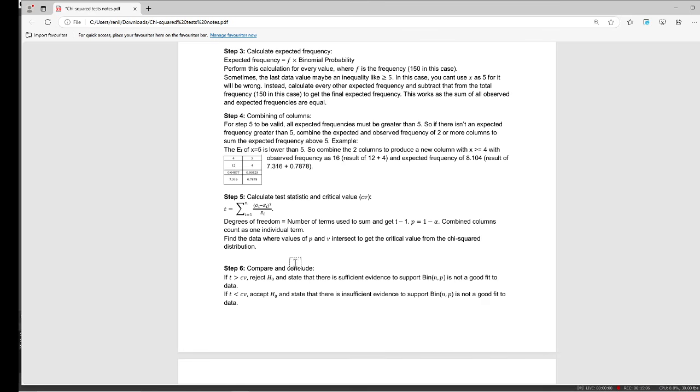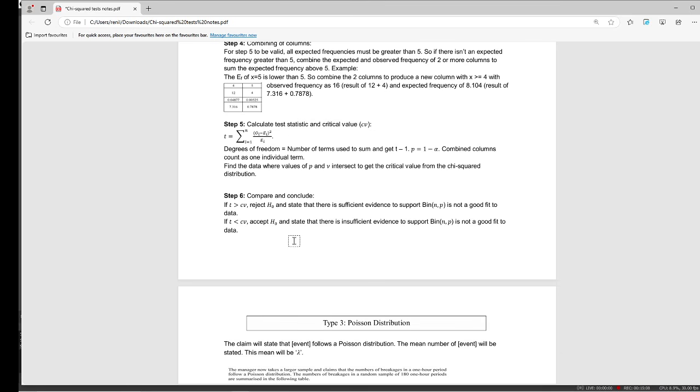Next, the final step of every single test, regardless of which chapter it is in probability statistics, is to compare and conclude by saying whether the test statistic is greater than the critical value or lesser than. Just apply this and you'll be able to get your conclusion.